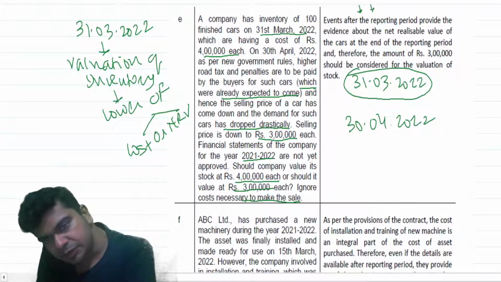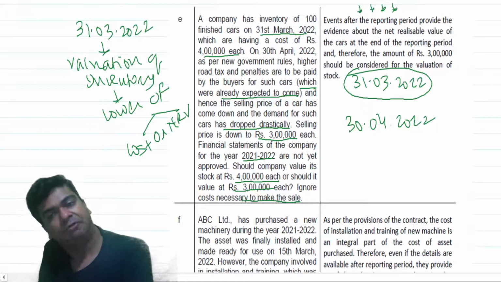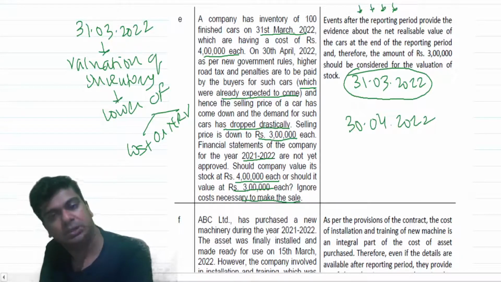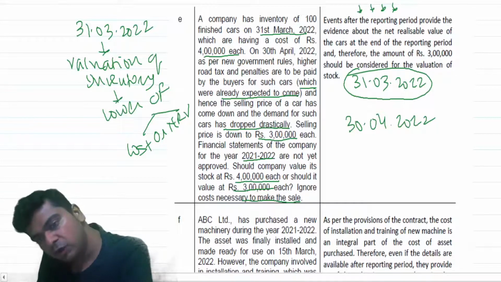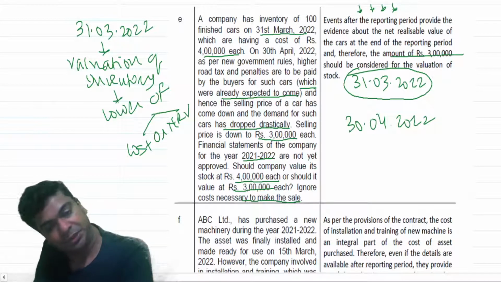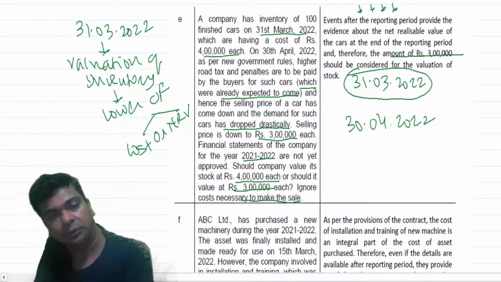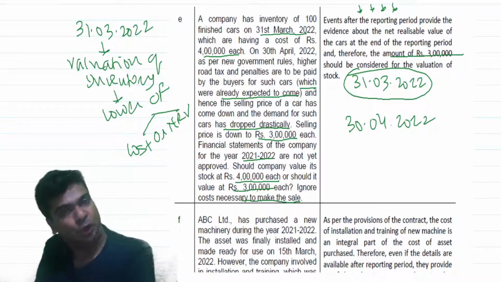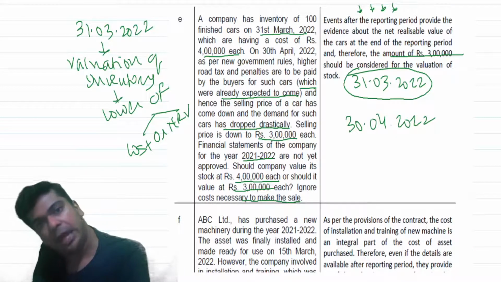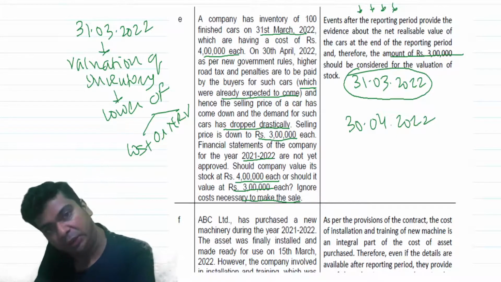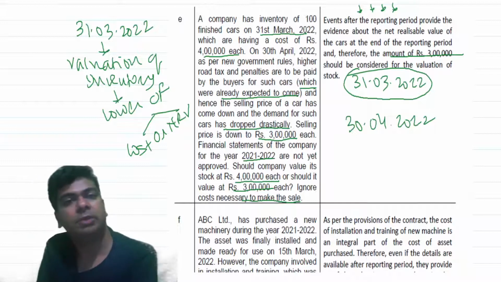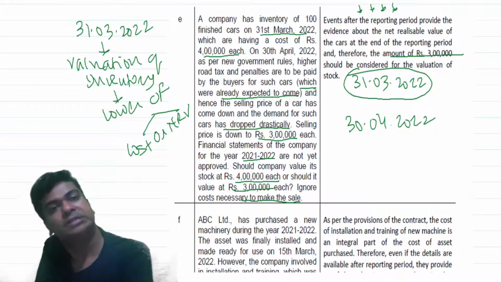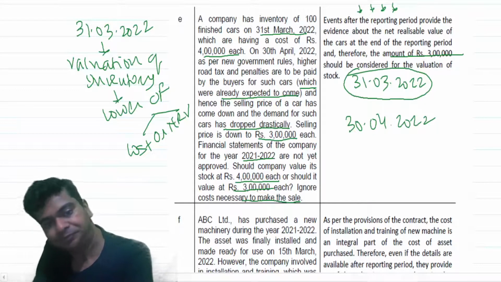Let's look at the response given. They are saying events after the reporting period provide evidence about the net realizable value of the cars at the end of the reporting period, and therefore the amount of rupees 3 lakh should be considered for the valuation of stock. Ideally, I should have determined the NRV on 31st March, but perhaps I did not have proper information on 31st March. Proper information is now available, and hence I will use it to estimate what the NRV shall be.